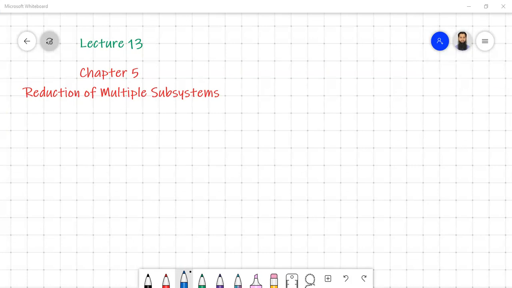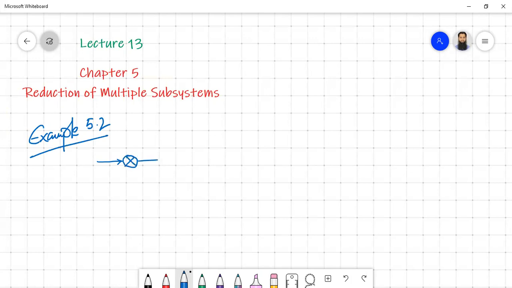So basically, we have to reduce one block diagram. We are going to start with example 5.2. Okay, so let's draw the diagram first, then let's see whether there is any familiar form, or if it is not there, then how we can bring the familiar form. So this is what we have to see.